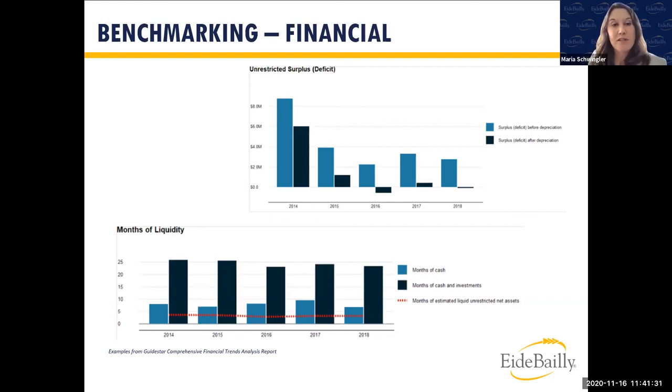There was a new requirement in recent years related to liquidity. Ksenia had mentioned that. So this chart on the bottom with months of liquidity is one picture of that, showing trending months of cash on hand and cash and investments on hand. This example specifically shows consistency. If your organization portrayed more volatility here, this may be something that you would want to place attention on and how to bring that into a more stable trend.